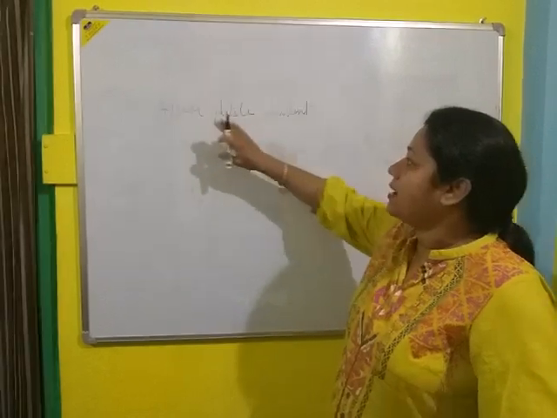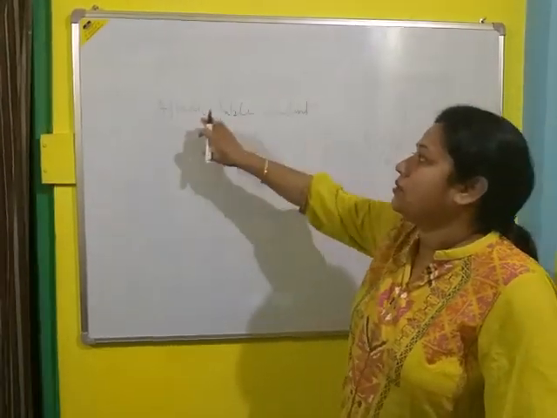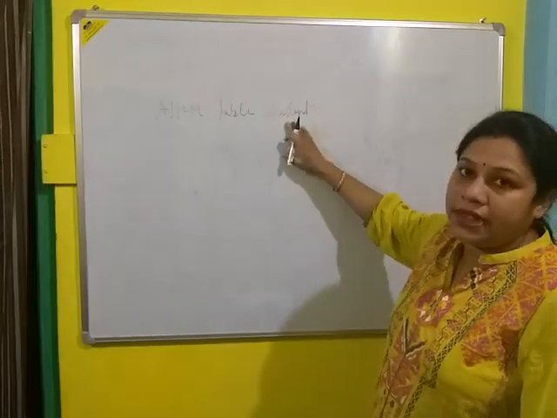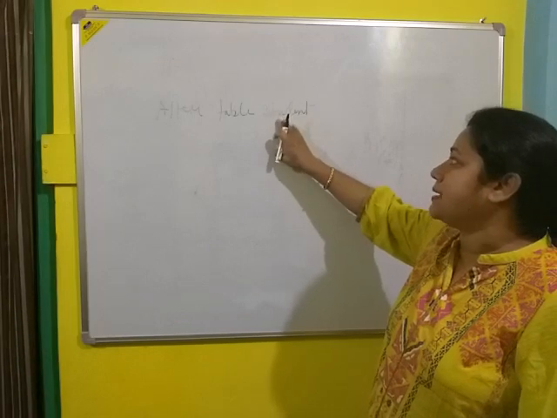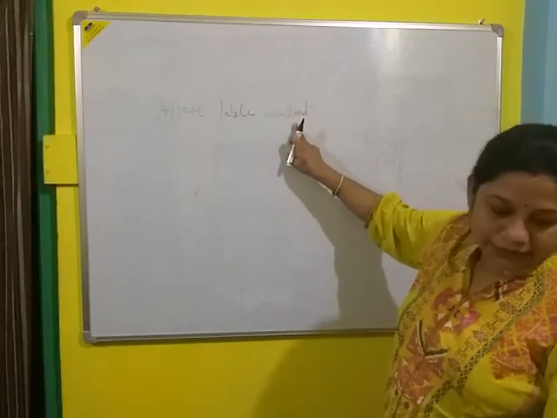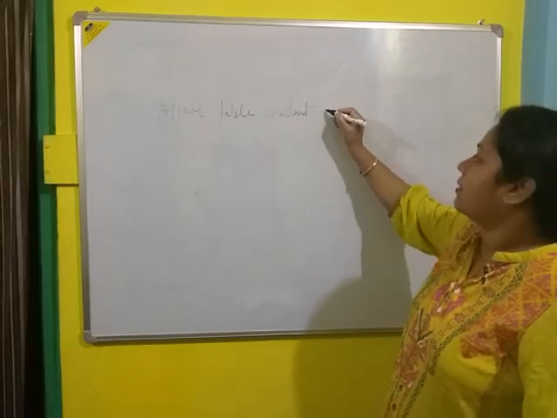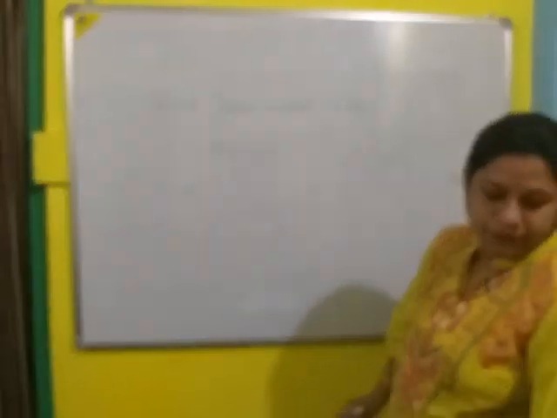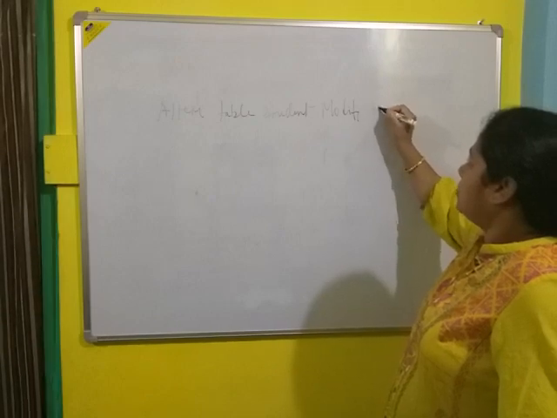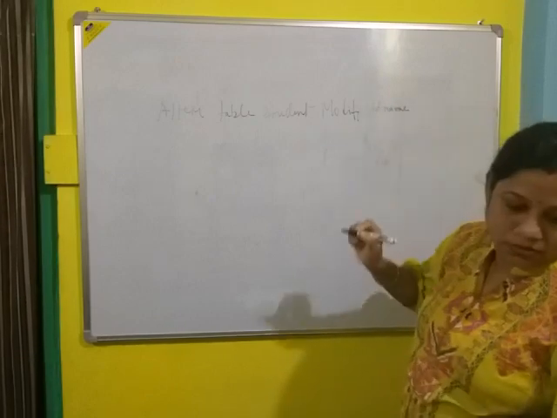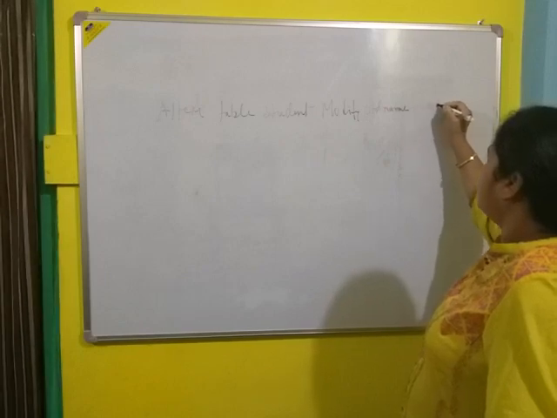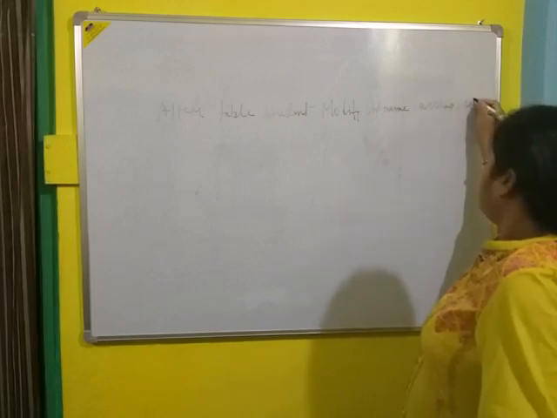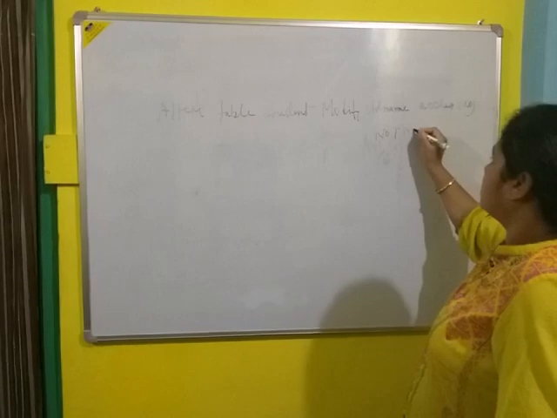So after alter table, you use the alter table command of MySQL. After that, give the table name. Here in my example the table name is student. After that you write modify student name varchar(20) not null.